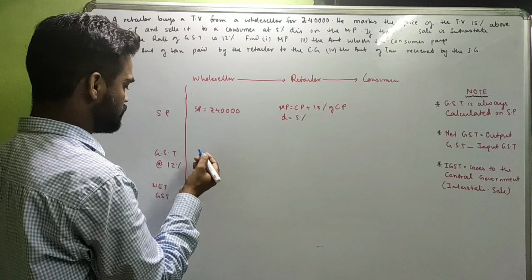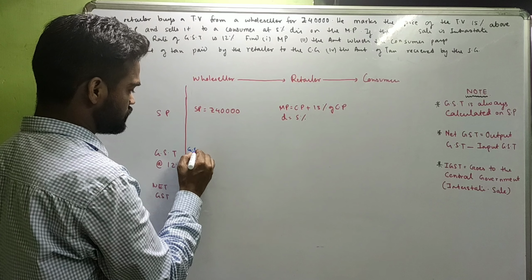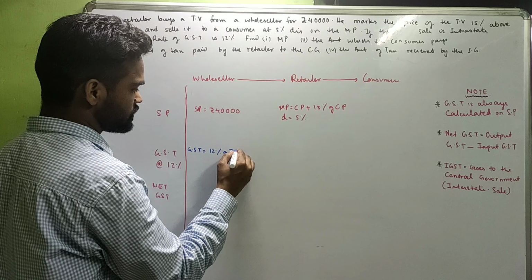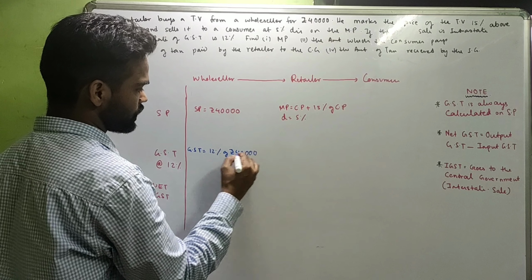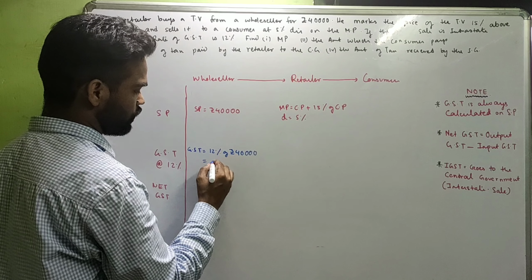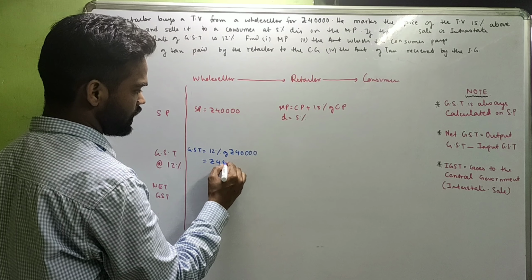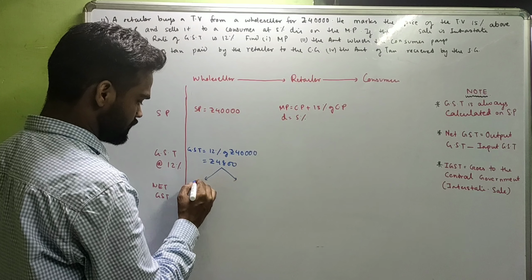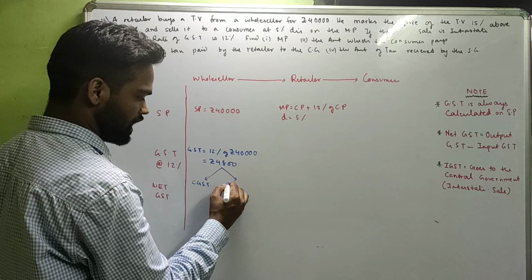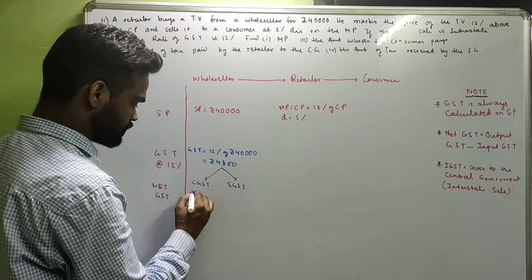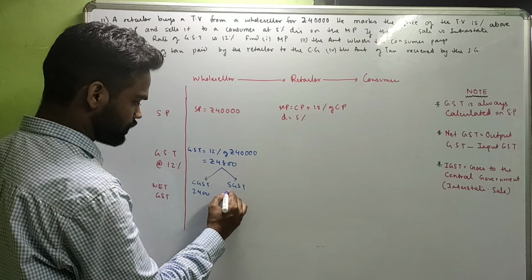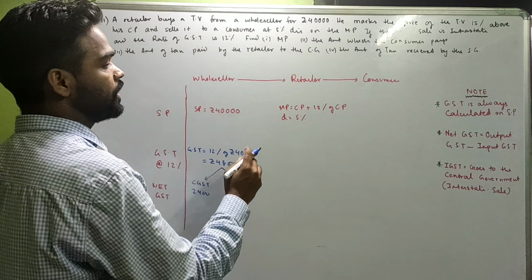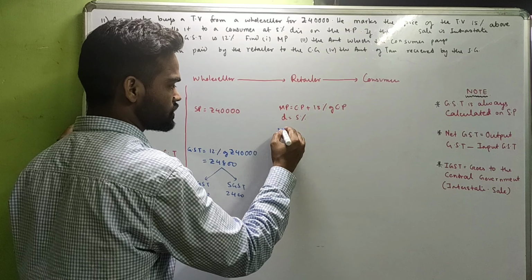In the first case, for the wholesaler, we'll calculate GST. GST is what? 12% of rupees 40,000. That's 12 into 4 is rupees 48, so 4800. This will be divided into two parts. We know CGST and SGST will be half of this, 2400 and 2400. Done.